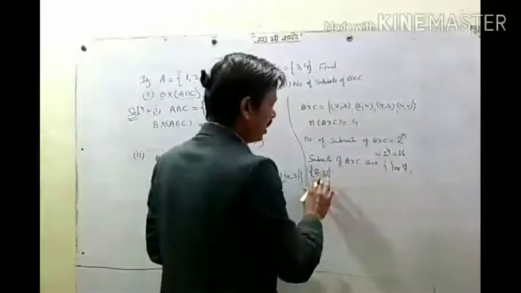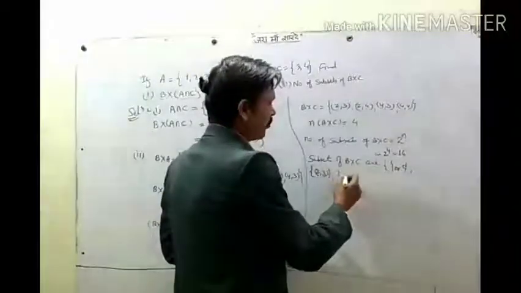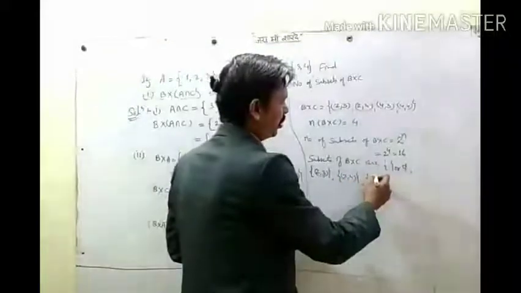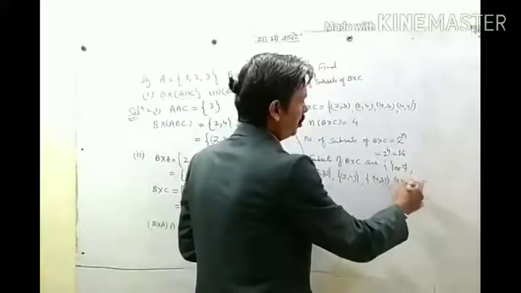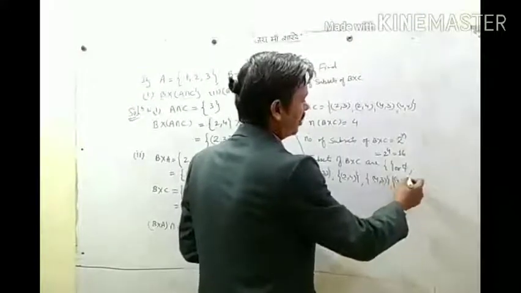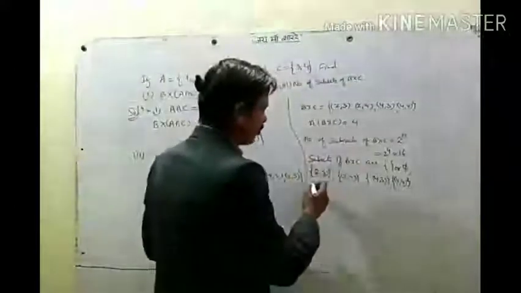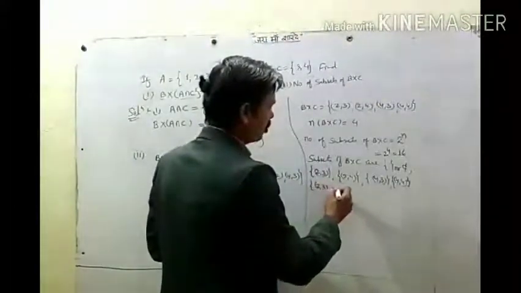It is only one element, not two elements. One element. It should be in pair, na? Then 2, 4. Then 4, 3. Then 4, 4. Single elements you can take. Then take two elements together. So 2, 3 and 2, 4 together you can take.